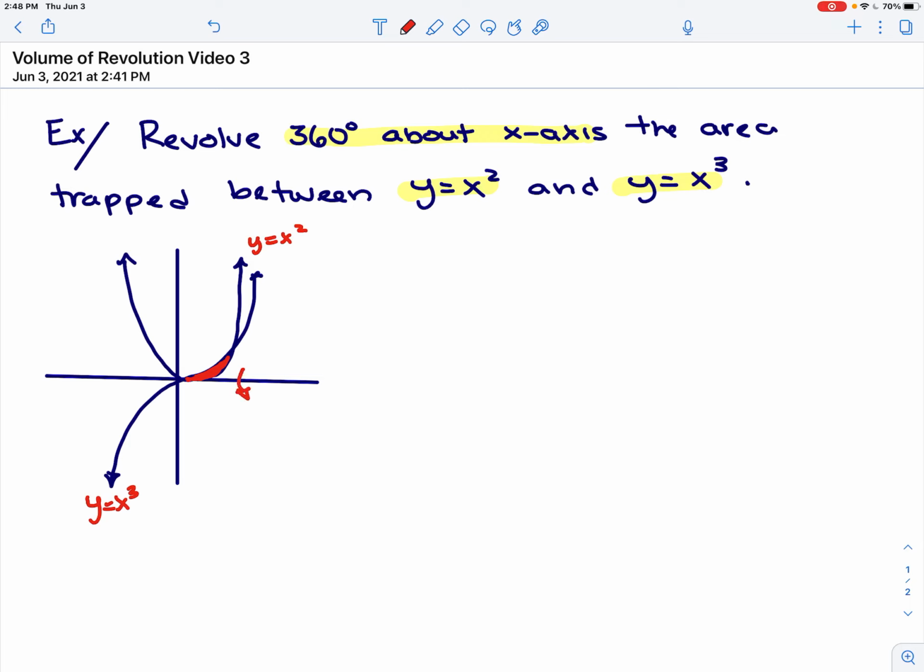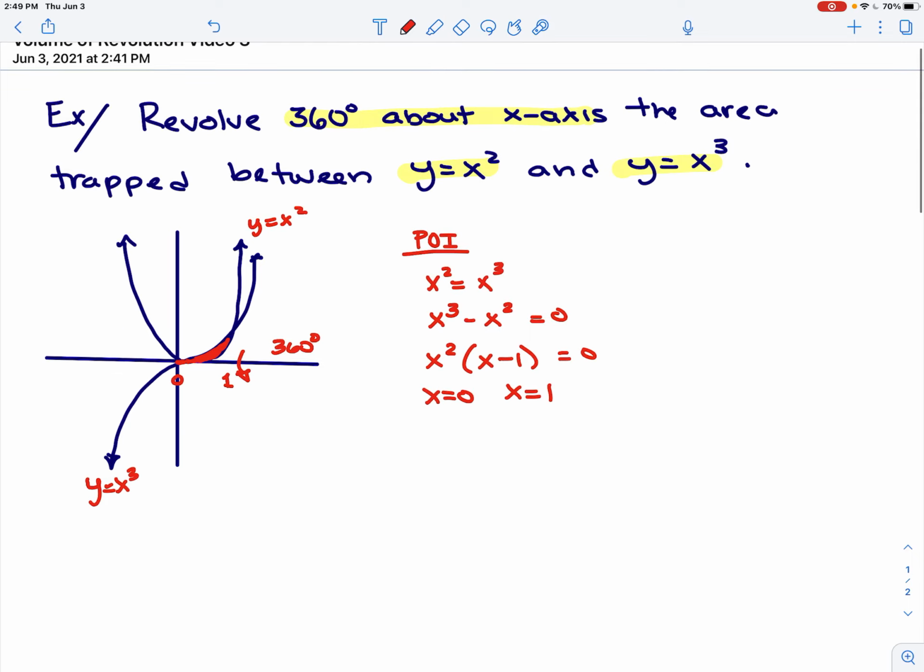Then we're going to rotate that trapped area 360 degrees, which is going to give me this weird sort of vase shape where it has a thick shell, but there's a hole in the middle, although it is attached here. So the first thing I want to do is find the points of intersection. I can set x squared equal to x cubed, bring them to one side, and factor out an x squared, and I get x minus 1, so I get x equals 0 and x equals 1. So there's my 0 and there's my 1.